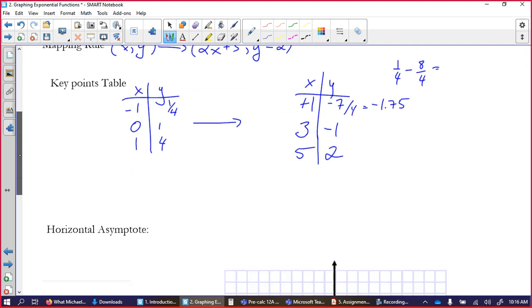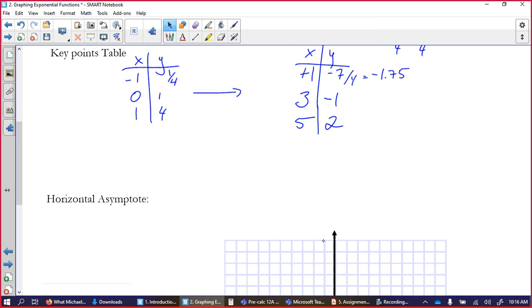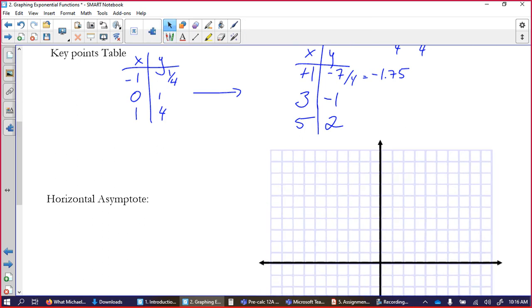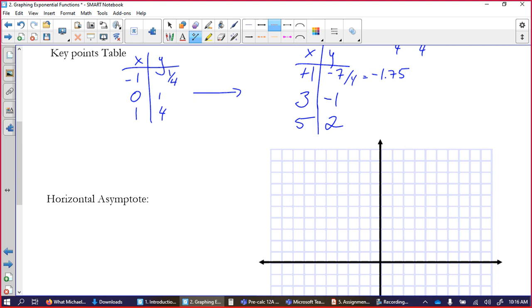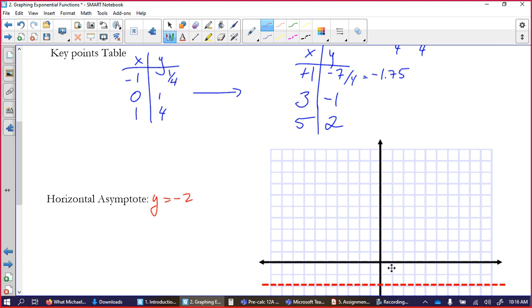So we have our table again. Step number 1, horizontal asymptote: y equals negative 2. Oh, I've changed to red. So we have these. I'm going to deal with those two for now. 1, 2, 3, negative 1. 5, 2.